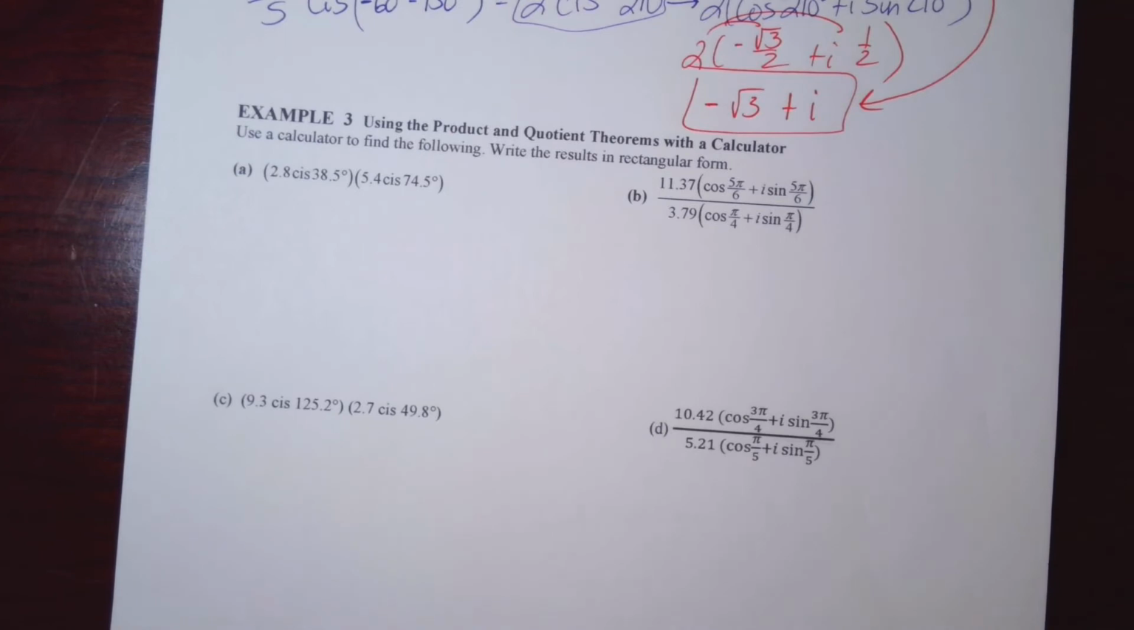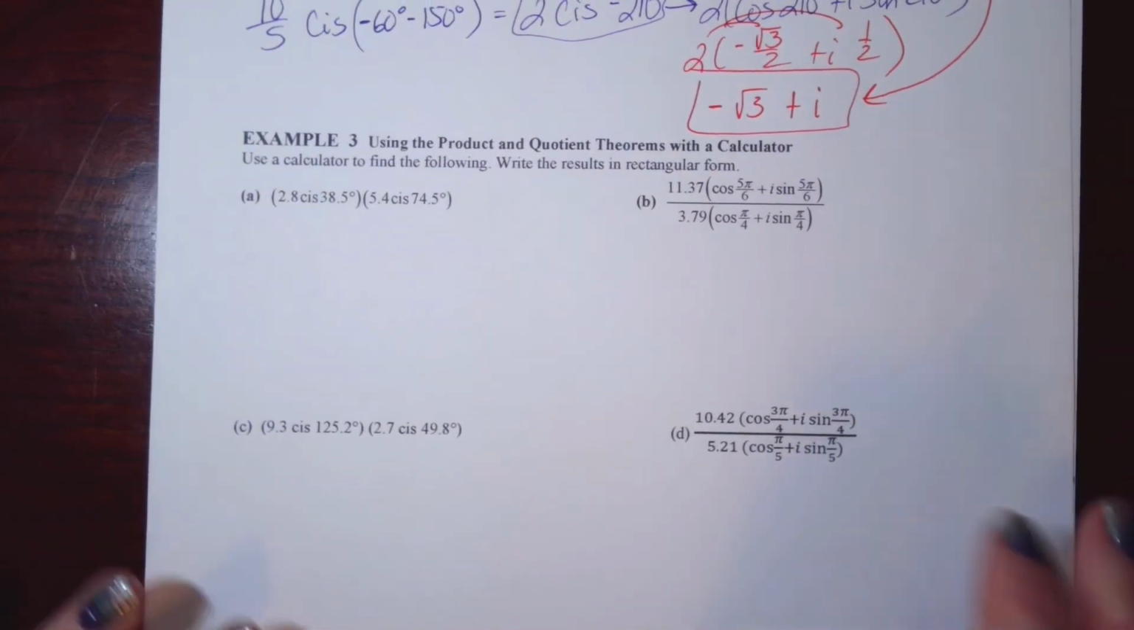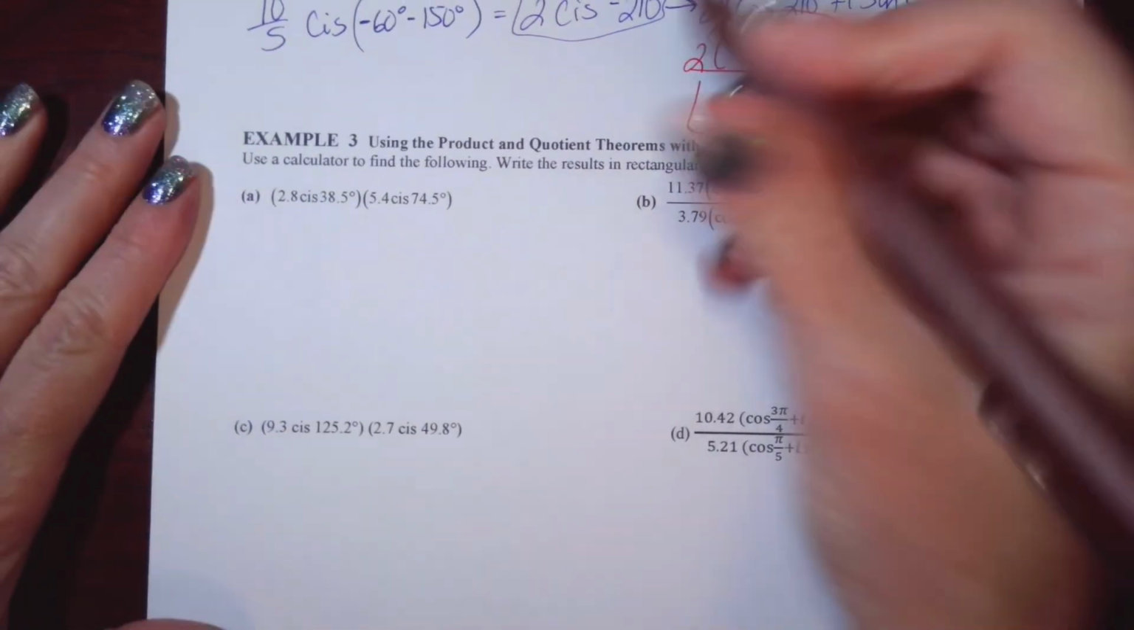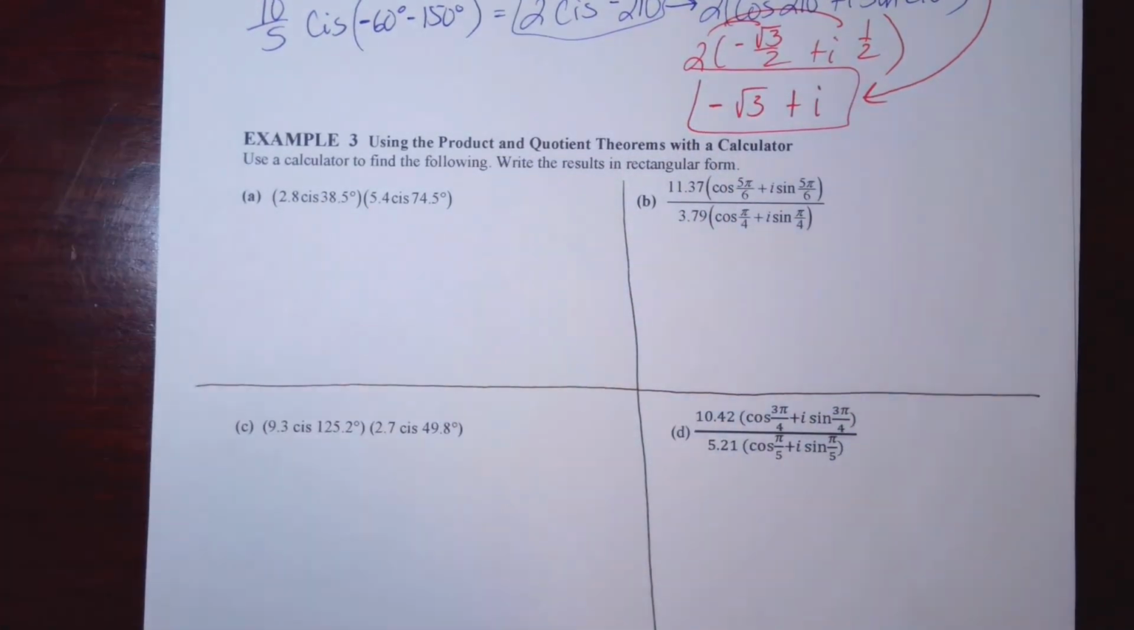All right, our last example here, we have these 4 problems, and we're told to work these with a calculator. That's my hint that I am not going to be dealing with special angles. If I'm dealing with special angles that show up in my unit circle, I give exact values. If it's not a special angle, it doesn't show up on my unit circle, then I can't give exact values. I have to use my calculator.